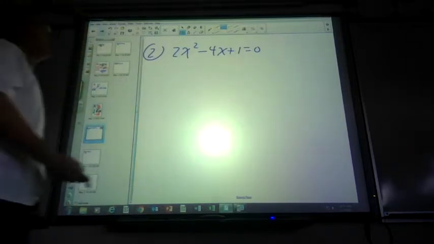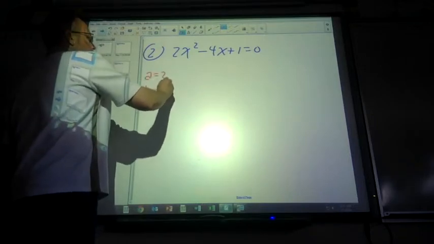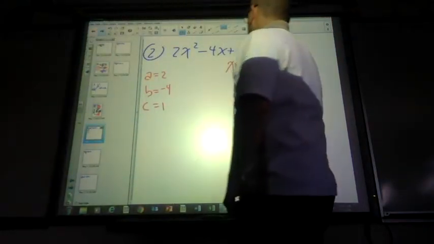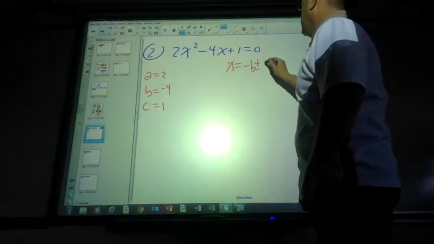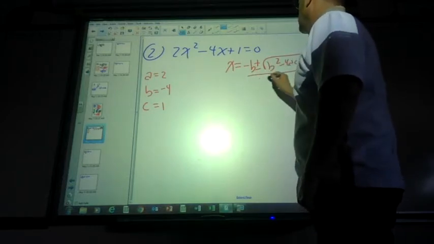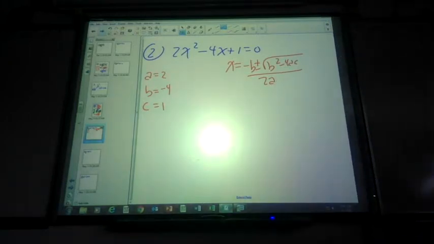All right, next problem. I know my A value is 2, my B value is negative 4, my C value is 1. I know that I got a silly song that x is equal to negative b plus or minus square root of b squared minus 4ac over 2a. Okay?